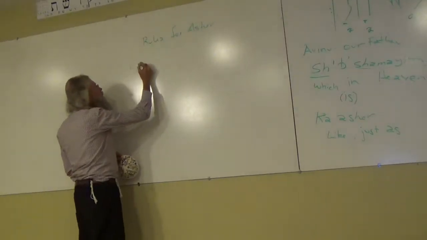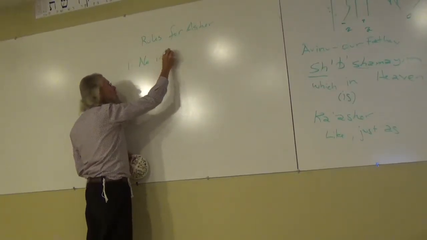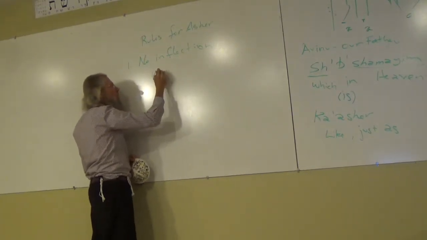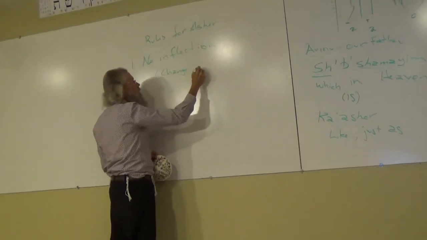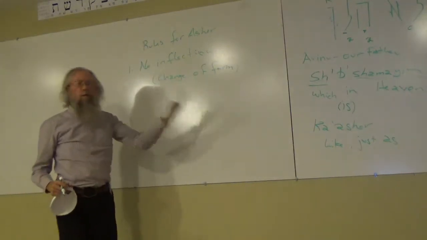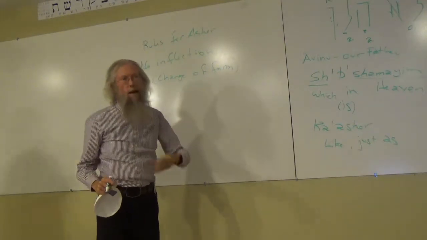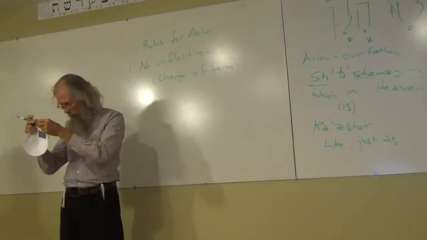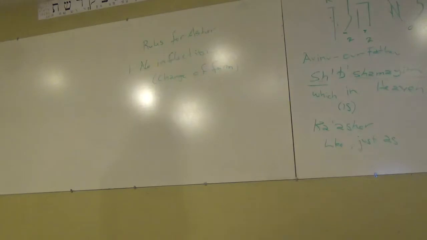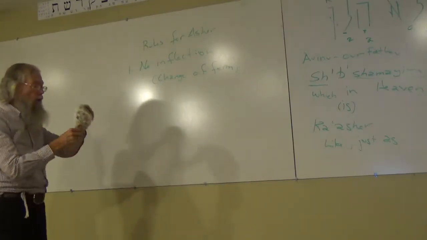All right, so rules for Asher. Number one, no inflection. What is inflection? Change of form. As in, Asher will always be Asher. It's always pronounced Asher, Asher, Asher. It never changes. So that means the vowels will always be what they are. There's no change in letter, no change in consonants, no change of form.